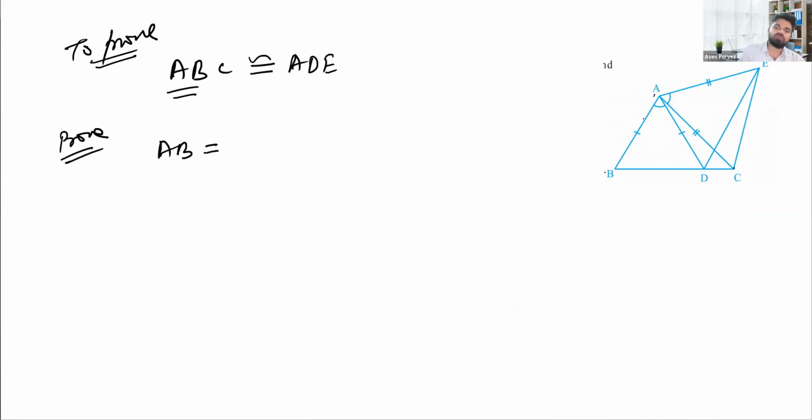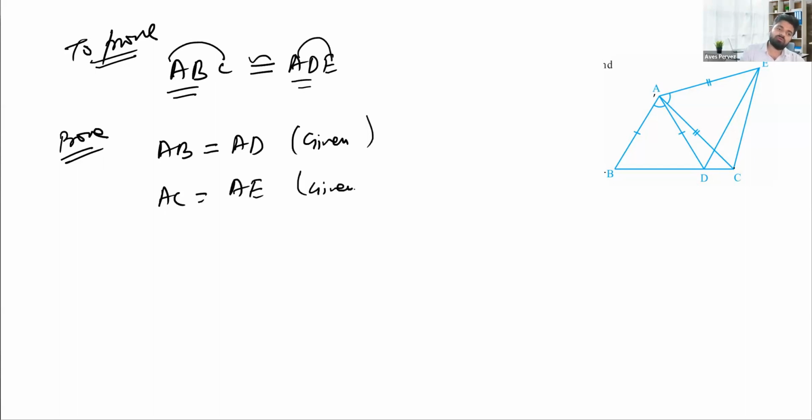In the proof, we know that AB is equal to AD, given. Similarly, AC is equal to AE. It is also given to you. But we have taken this triangle as a whole, and only this angle is given to you, but we need this as a whole up to here.